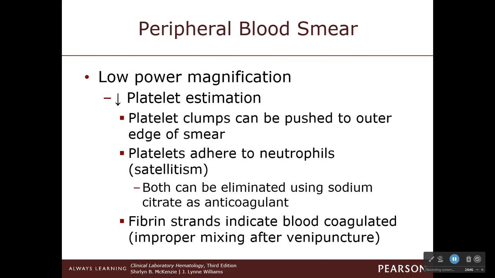It's going to be decreased. That's exactly right, because they're stuck to those neutrophils. So they're riding in with the neutrophils instead of going in for the platelet count. Could you repeat this, the EDTA, what sticks to the neutrophil? Platelets. Yeah, and that's what causes platelet satellitism. Okay, and you can eliminate that using a blue top tube. Okay.